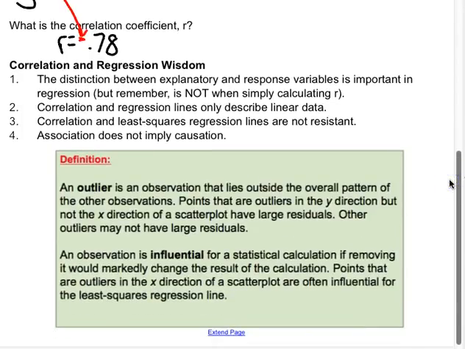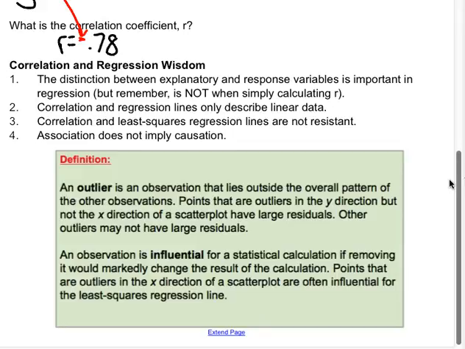So, correlation and regression wisdom. Okay, so just some things to make sure that you've picked up on along the way. The distinction between explanatory and response variables is important in regression. Okay, so knowing the difference when you're calculating the line is a huge piece. But remember, for r itself, it doesn't matter. Okay? Correlation and regression only describe linear data. You can't use it for anything else.